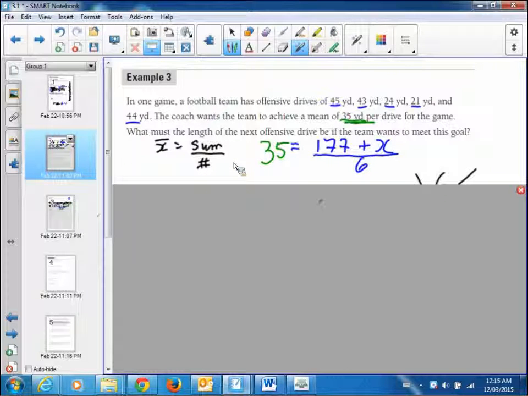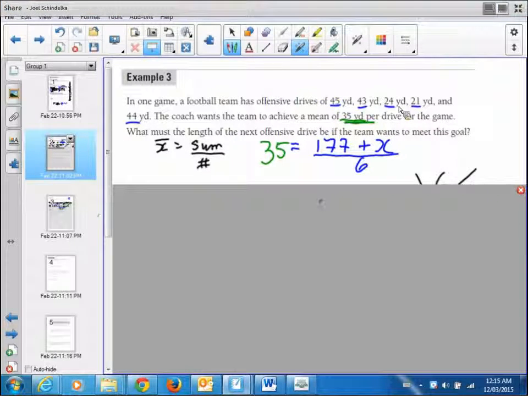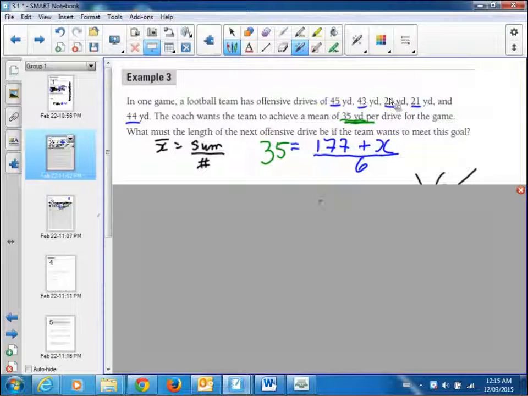And that's what you want to solve. Now, the average, the mean, is going to be 35. That's why I've used this color to match what I underlined here. That's the answer. We already know the other 5 drives, 45 plus 43, 24, 21, and 44, add up to 177.